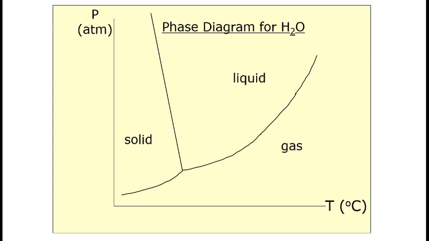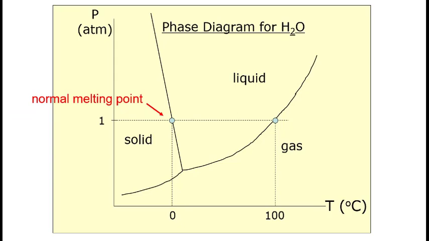Some points of note on the plot. If we read across at 1 atmosphere, we cross the solid-liquid border at 0 degrees C. We cross the liquid-gas border at 100 degrees C. These points are what is known as the normal melting point and the normal boiling point of water. In this sense, normal simply means at normal atmospheric pressure.